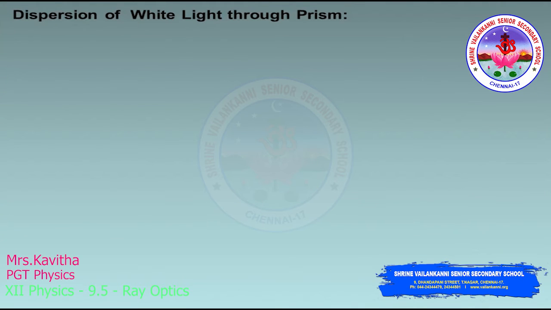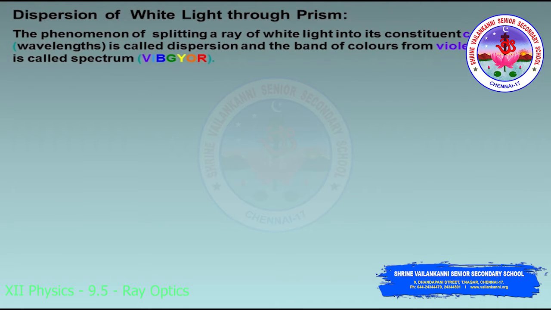Hello children, in ray optics we are going to see dispersion of white light through the prism. The splitting of white light into the component colors through refraction in the medium is known as dispersion of light. The component colors are VIBGYOR: violet, indigo, blue, green, yellow, orange and red.